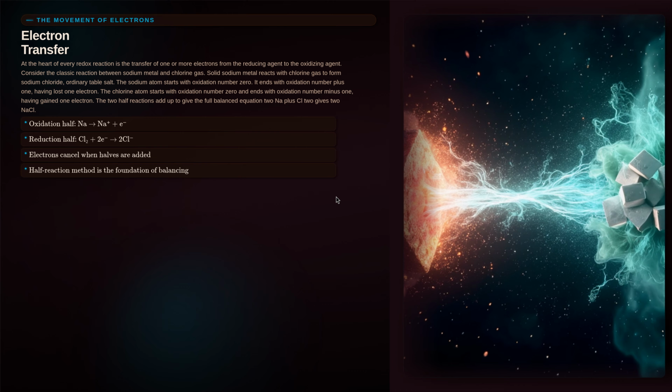We can write this as two half reactions. Oxidation half reaction: Na gives Na+ plus e-. Reduction half reaction: Cl2 plus 2e- gives 2Cl-. When we combine them, the electrons cancel, and we get the full balanced equation: 2Na plus Cl2 gives 2NaCl. This pattern of writing oxidation and reduction as two separate halves is the foundation of the half reaction method for balancing redox equations.